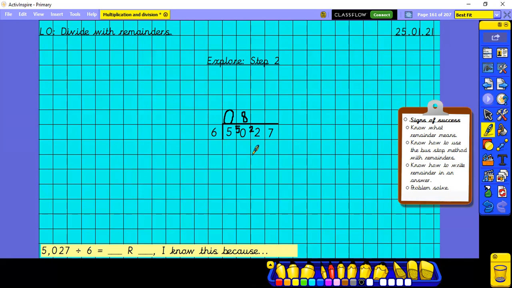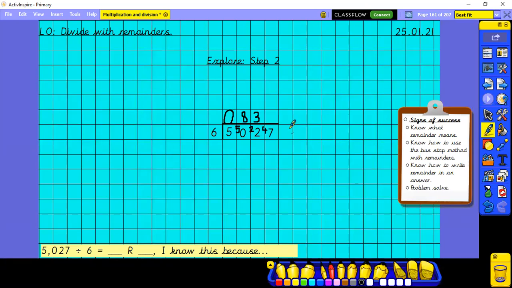Okay, and now I'm thinking, how many times does 6 go into 22? And again, I know 22 isn't in the 6 times tables, so I need to think of a number close to 22 that is in the 6 times tables. So I know that 6 times 3 is 18, which is quite close to 22, so I can use that. So 6 goes into 22 3 times, and then there's 4 left over because 18 plus 4 is 22.